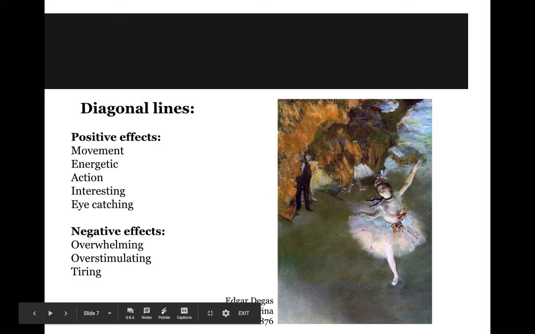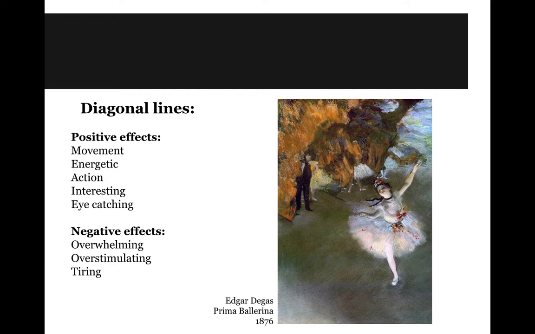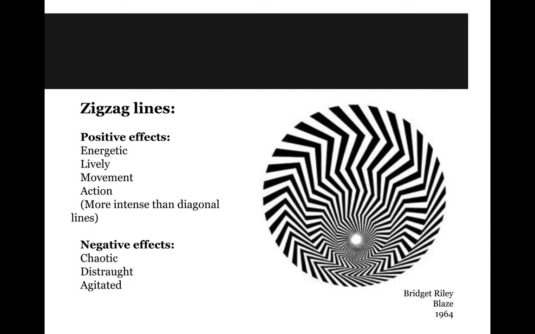Negative effects of diagonal lines. It can be overwhelming, it can be overstimulating, it can be tiring to look at. So you want to be careful, but they're a really good way if you want to show action or movement in a picture, if you're trying to show horses racing or an action scene of cars or a war or anything like that. Diagonal lines are a really good trick to use. And the last one, zigzag lines, which are basically multiple diagonal lines, right? They're going to be even more of the same effect.